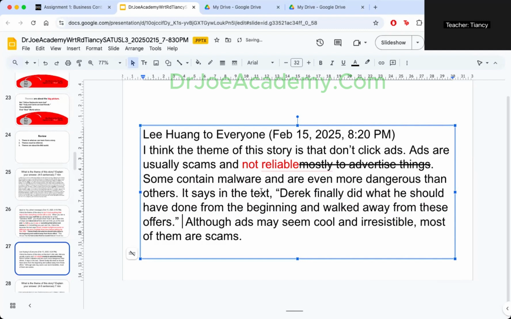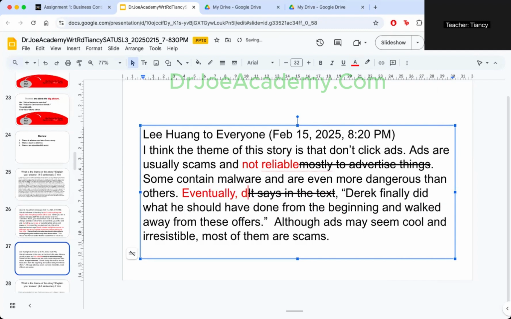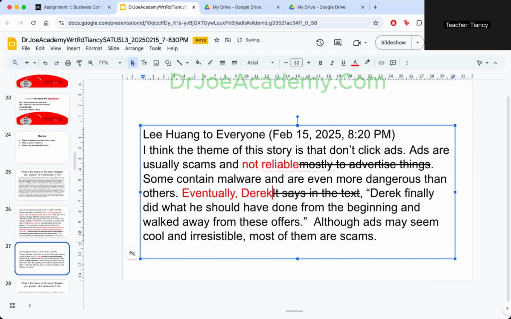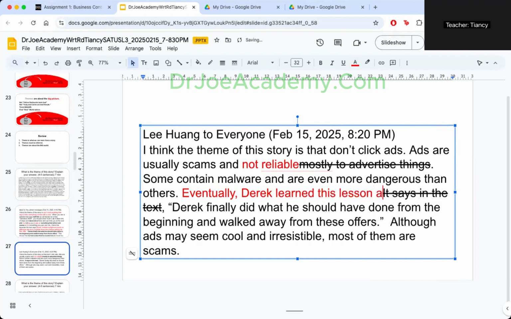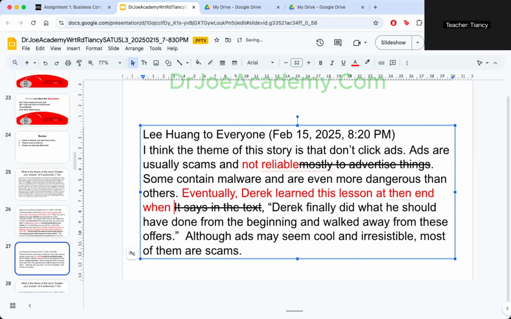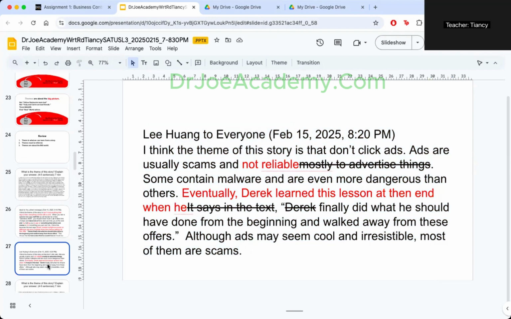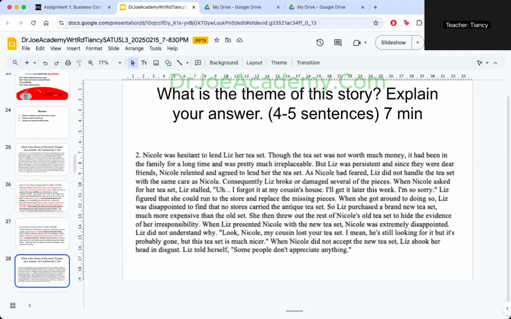Okay, so you can say it says in the text, or you can just say even Derek realizes this moral lesson when he finally did what he should have. Okay, so we're gonna say eventually Derek learned this lesson at the end when he finally did what he should have done from the beginning and walked away. Although the ads may seem cool and irresistible, most of them are scams. Good job. Lee, can you read this one for me?